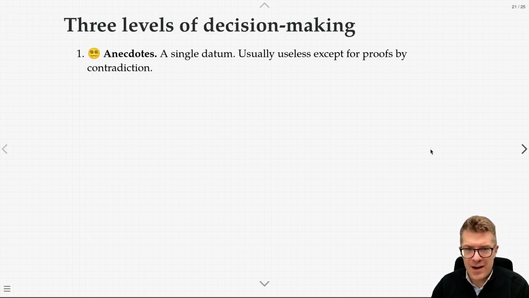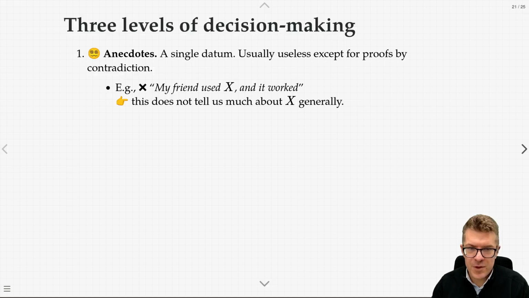So first, we have anecdotes. An anecdote is basically a single point of data, and this can be useful in limited scenarios, but it is not necessarily going to provide you with an actionable decision for the real world. An example here is the anecdote that somebody says, my friend used X. X is the variable, not the website, and it worked. Someone tells you that someone they heard of used a tool and a process and it worked well for them.